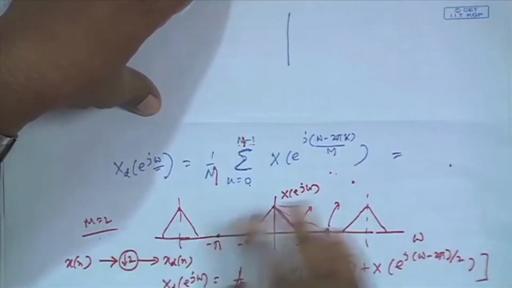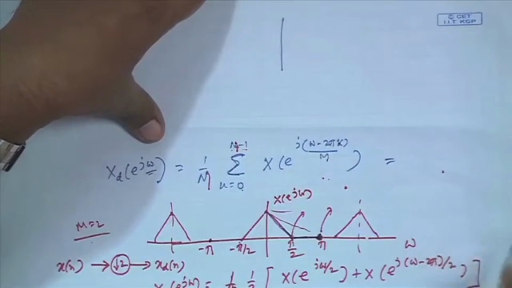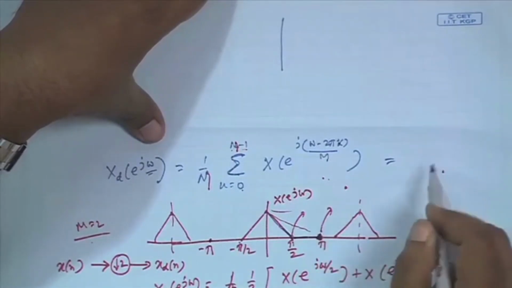Now, remember one thing, even before I proceed, I told you yesterday pi always corresponds to half the sampling frequency.